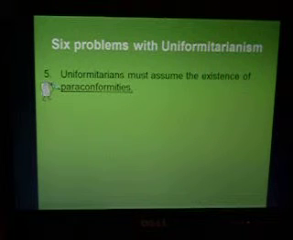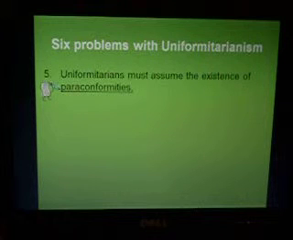This is the third part of Lecture 2 on Module 8 in the Apologia science book. Let's continue looking at the 6 different problems of uniformitarianism. The fifth one is that uniformitarians must assume the existence of paraconformities.